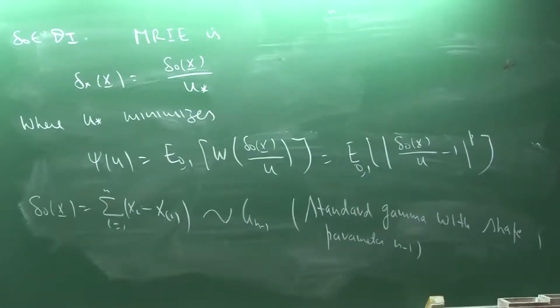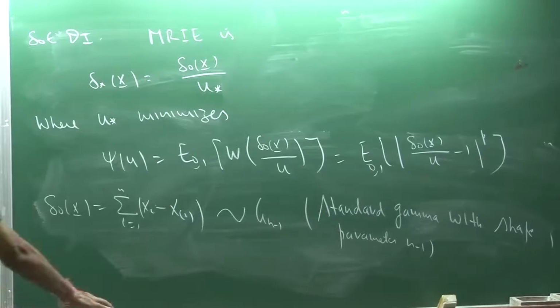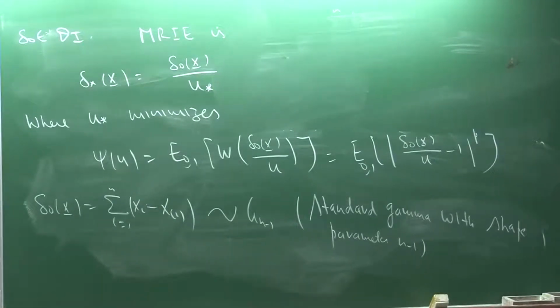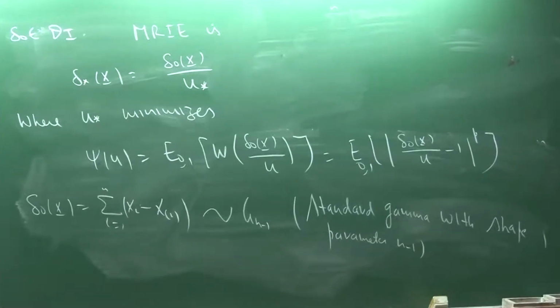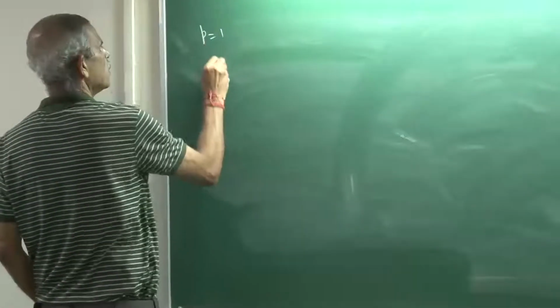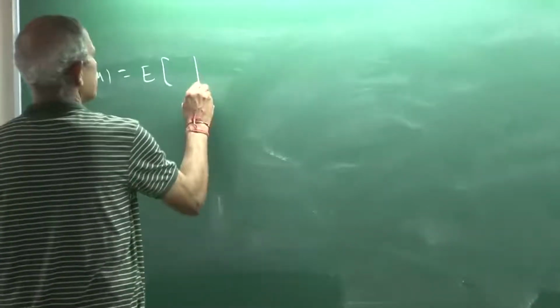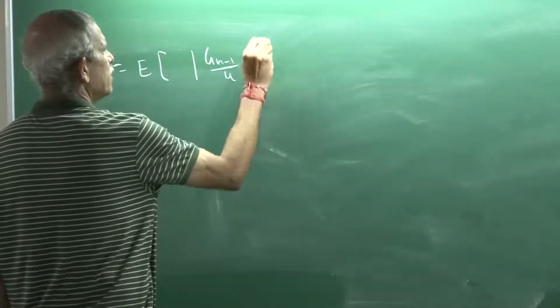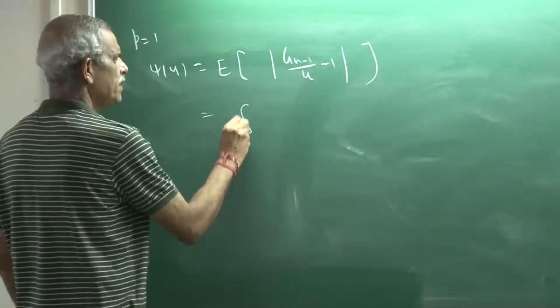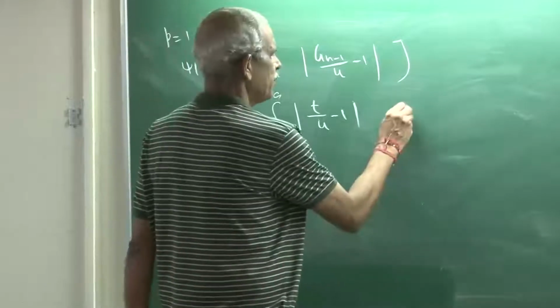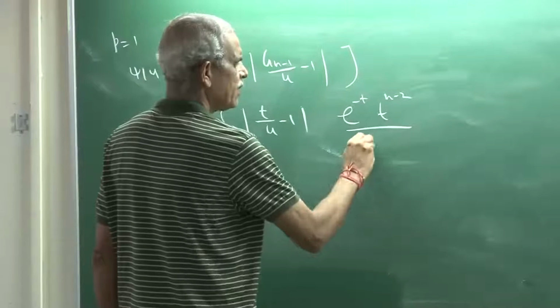So you can now calculate it one by one. Let me calculate it for p equal to 1 and then p equal to 2. So p equal to 1. Psi u is nothing but the expected value of delta naught x by u minus 1, which is mod of gamma n minus 1 by u minus 1. Since p is 1, this is nothing but the integral from 0 to infinity of mod of t by u minus 1 times the gamma n minus 1 density at point t, so e to the power minus t, t to the power n minus 2, over factorial n minus 2, dt.